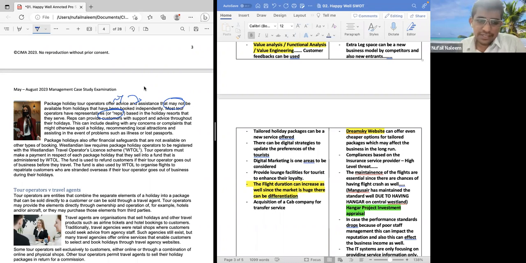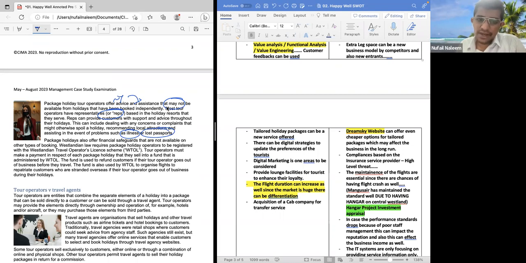Based on the holiday resort that they serve, reps can provide customers with support and advice throughout their holidays. This can include dealing with any concerns or complaints that might otherwise spoil a holiday, recommending local attractions and assisting in the event of problems such as illness or a lost passport. So the good thing is security is there mostly in this sector. Package holidays also offer financial safeguards that are not available in other types of bookings. That's a good point of view.